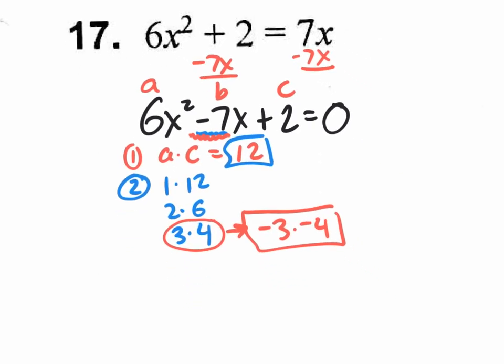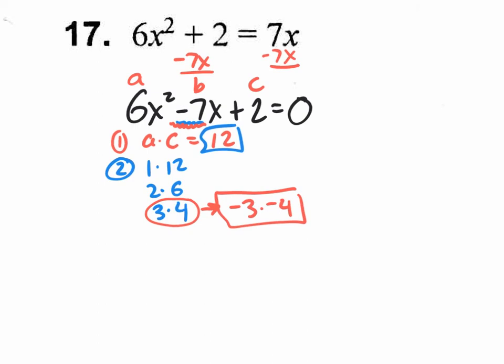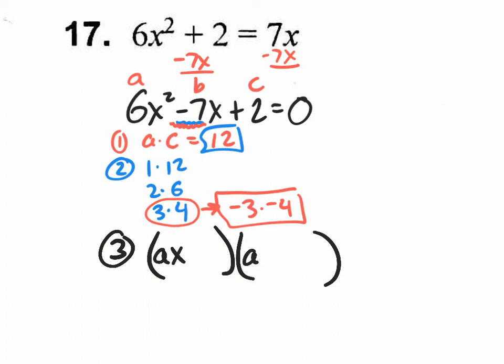All right, so now I am going to move on to step 3, which is setting up my factored format, but it's going to be wrong so far because I'm going to put an ax on both of those. And we know that the a value is 6. So let's replace the a with the 6. So let's put a 6 right there.